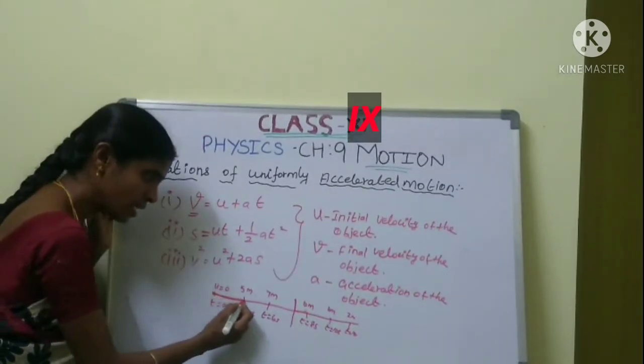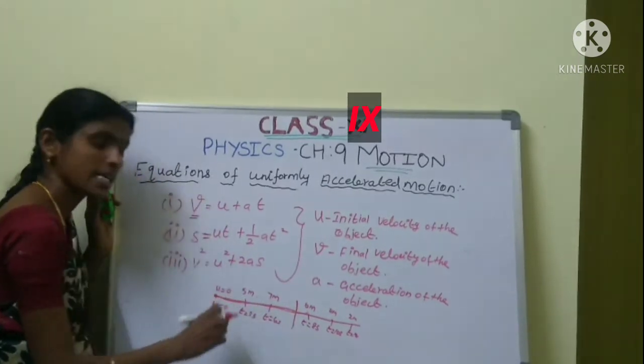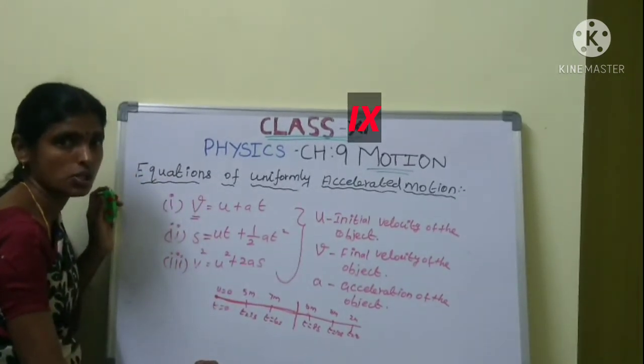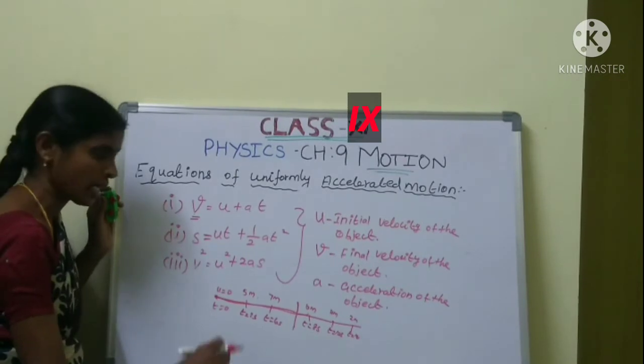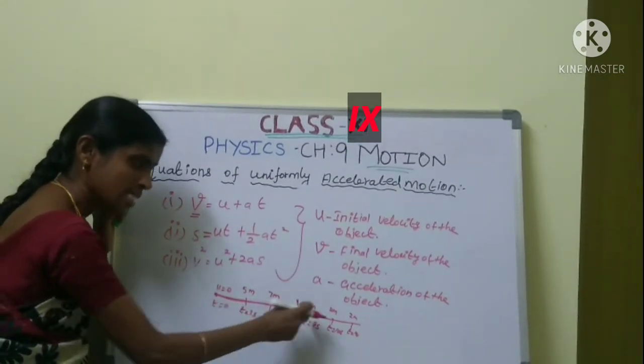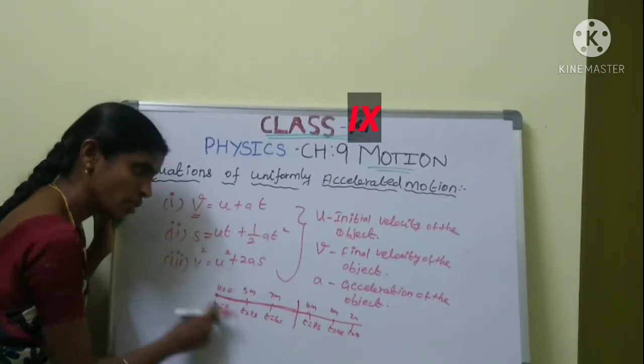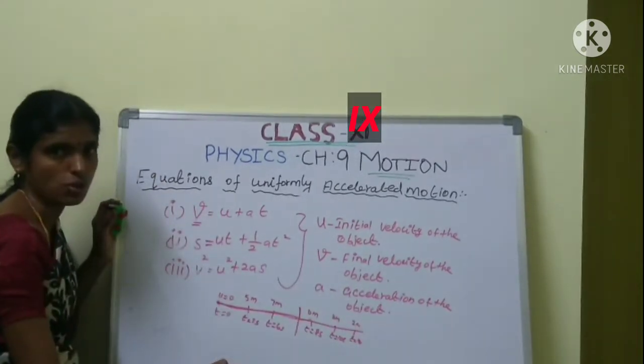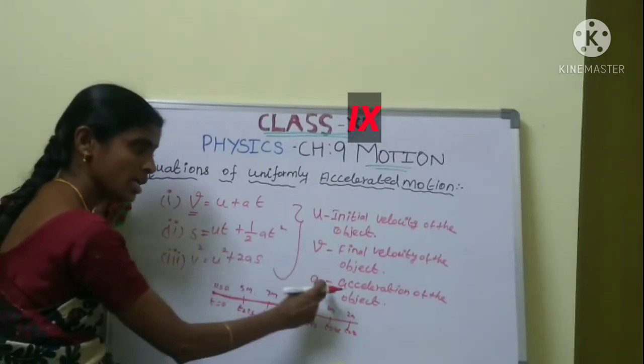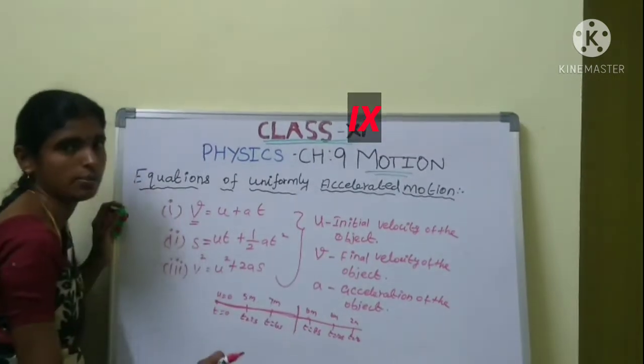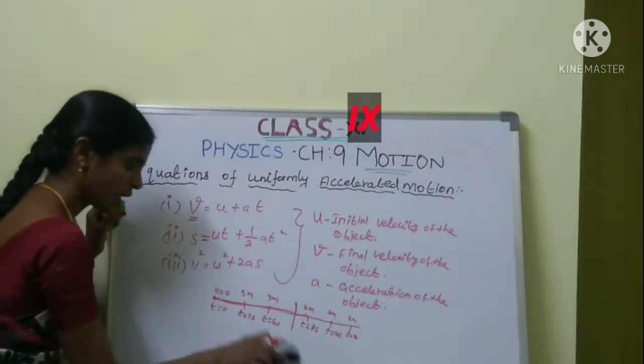If the velocity is constant, then the acceleration is equal to 0. Are you clear? See here, that is the acceleration. Acceleration is the rate of change of velocity. But here, a equal to acceleration of the object. Are you clear?